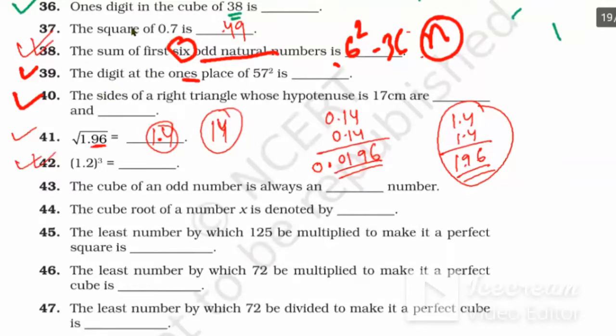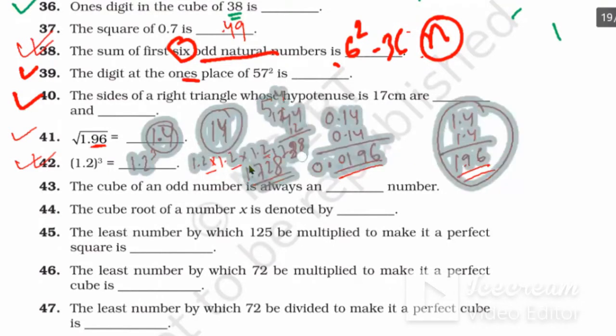1.728. The answer is the cube of 1.2. 1.2 into 1.2, 1.728. 12 into 12 is 144, 144 into 12: 12 four 48, carry 4, 48 plus 4 is 52, carry 5, plus 17. So after 3 digits, 1.728 comes. Very good, it's correct.